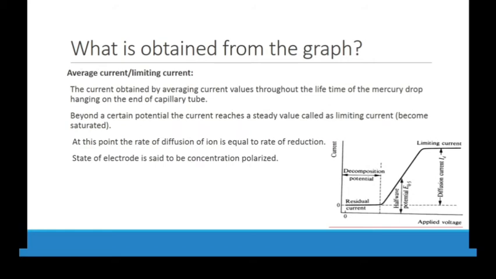Now we will talk about average current or limiting current. This is the current obtained by averaging current values throughout the lifetime of the mercury drop hanging on the end of the capillary tube. The time frame is very important for the mercury drop, because we can also identify different currents depending upon the lifetime of the mercury drop. Beyond a certain potential, the current reaches a steady value called the limiting current. You will see that after some time the current will become saturated.